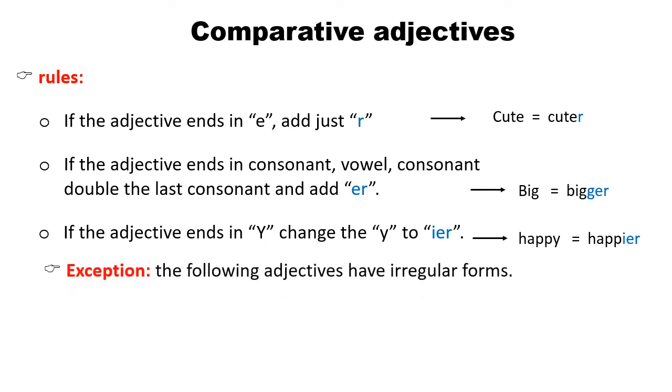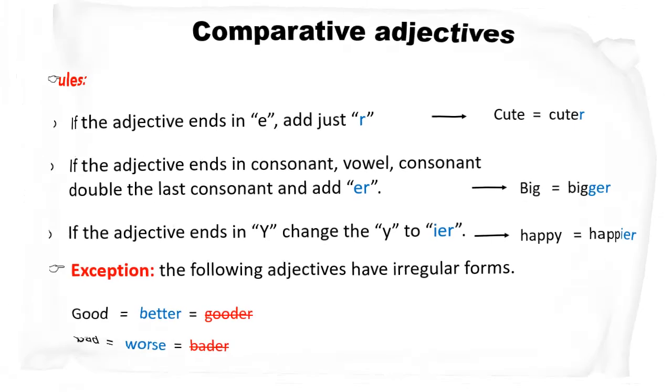So there is an exception. The following adjectives have irregular forms. So like good. So be careful, we don't say gooder, but we say better. For example, Ayman is better than Ahmed, or Ahmed is better than. We don't say is gooder, okay? Is better. Bad, worse. So we don't add ER here. We don't say it, because those adjectives are irregular. Worse. Okay? Next.